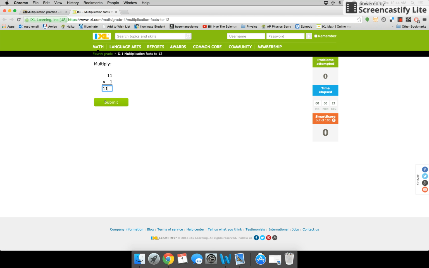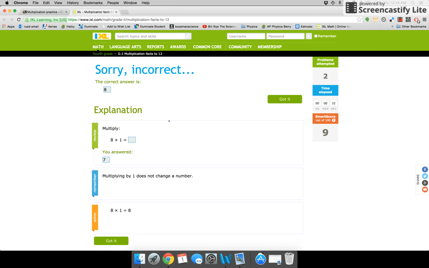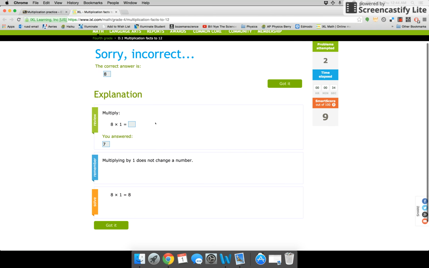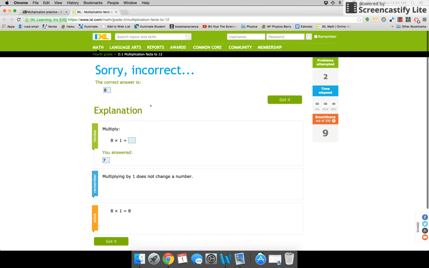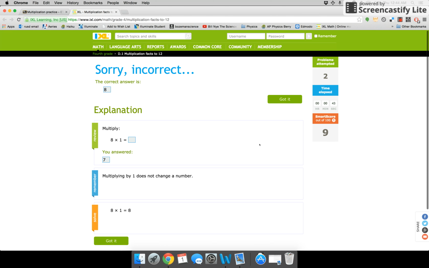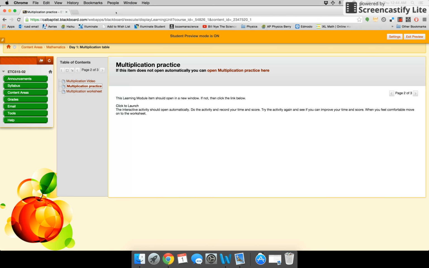So they have the ability to practice multiplication, and they can see a problem, how they're doing, and then their score. If they get one wrong, this is the thing that I like about this program: it gives them an explanation. "Remember, don't forget this," and it all helps them solve it too. So it actually tutors them as they go through the problems. That's why I chose IXL for language arts and for math.